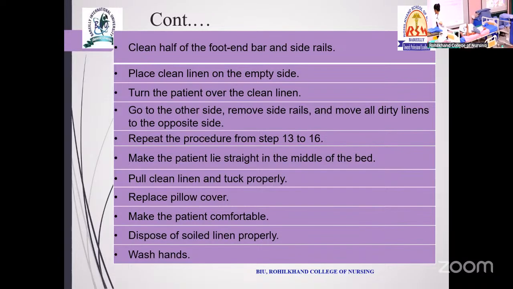And repeat the procedure from both steps. Firstly, spread the bottom sheet and Macintosh properly and draw sheet, and all the bottom sheet properly tucked. And make the patient lie straight in the middle of the bed.